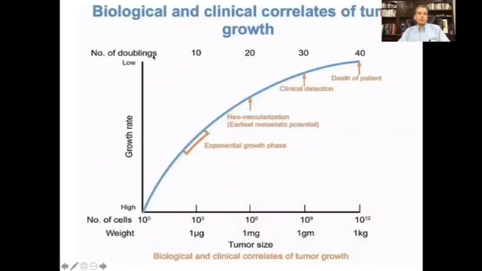So what happens with a cell, with a tumor? And we look at the growth of a tumor here. Biological and clinical correlates of tumor growth. So I'll just explain this to you. Here we have the beginning of the cancer growth where you have no cells. Right? So here's the number of cells. 10 to the 0 is, well, 0. Here you have 10 to the 3rd, which is 1,000. Here you have 10 to the 6th, which is a million, billion, trillion. All right. So that's how many cells there are. This is approximately how much the tumor weighs, microgram, milligram, gram, and kilogram. And then here is the number of times that the cells have doubled.